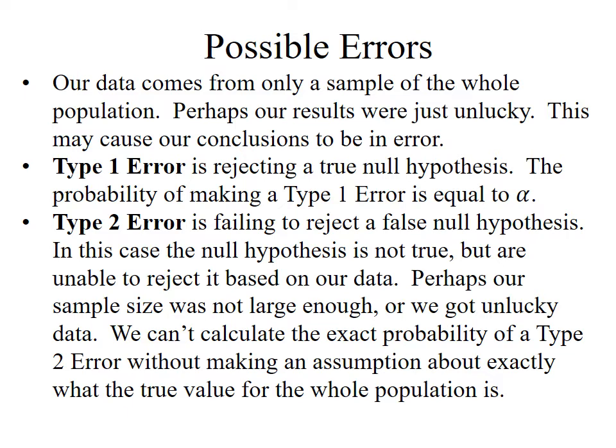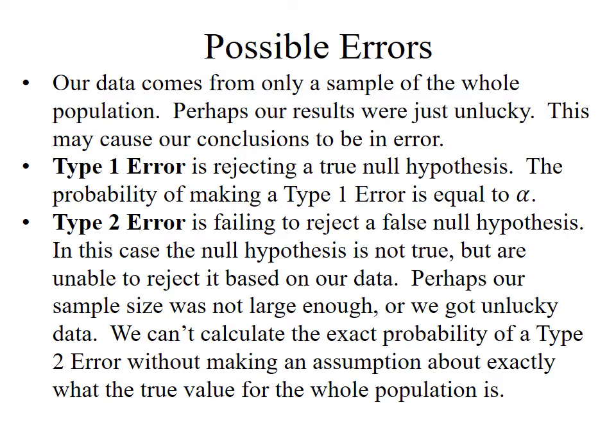Type 1 error is what happens when we reject a true null hypothesis. So that means the null hypothesis is true, but I got data which was very far from it just based on bad luck. In this case, the probability of making a type 1 error is precisely and exactly equal to alpha, our level of significance that we choose. So that one's kind of easy to quantify.